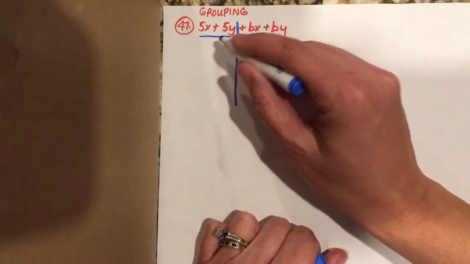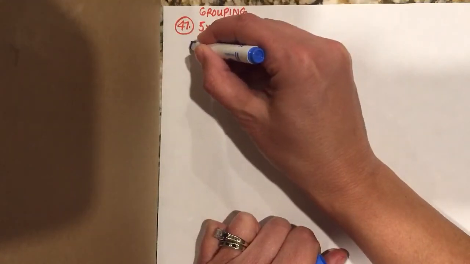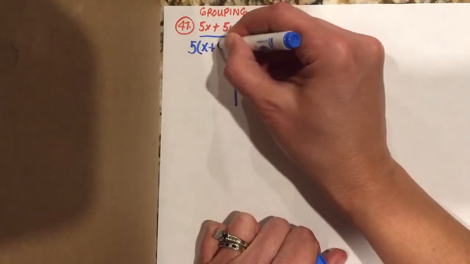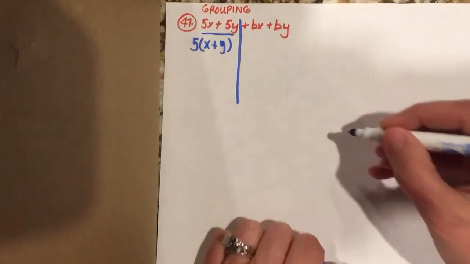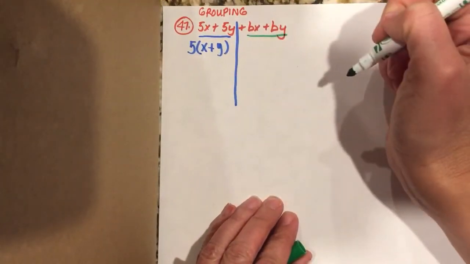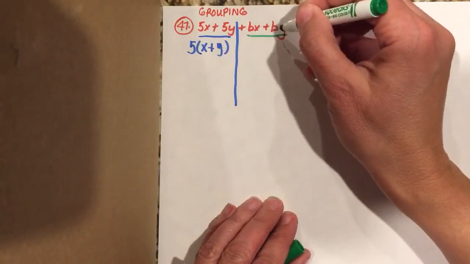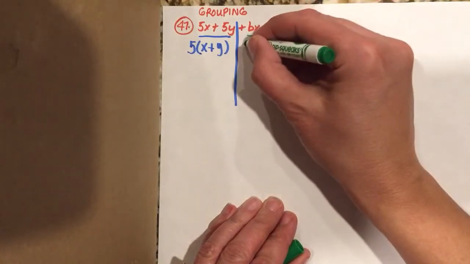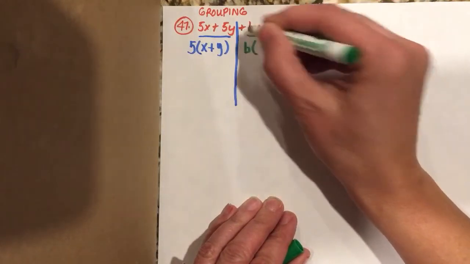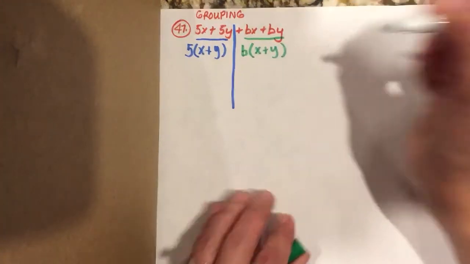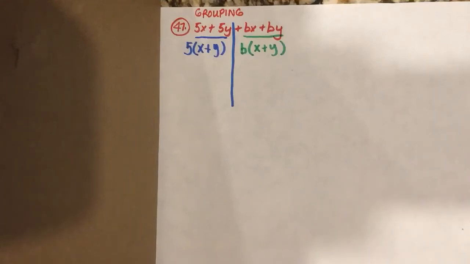Between the 5x and the 5y, I can factor out a 5. When I factor out this 5, that leaves me with x plus y. Now I'm going to look at the second group, and that is the bx plus by. If I look at this group, I notice that both terms have a common factor of b. So I'm going to factor out a positive b. That will leave me with x plus y as my factored term.